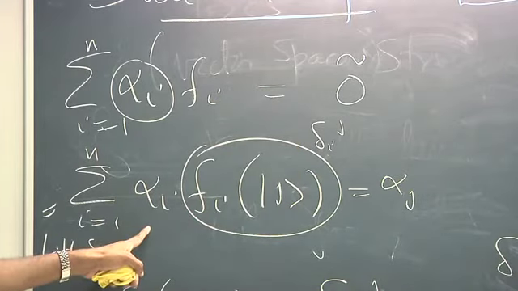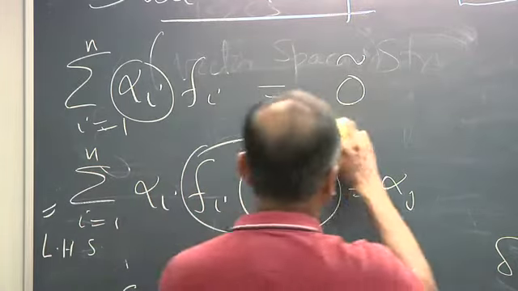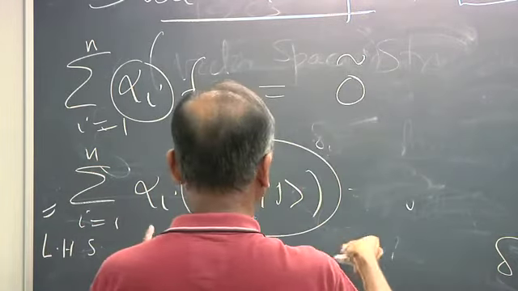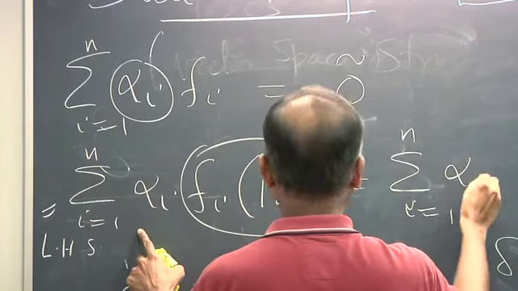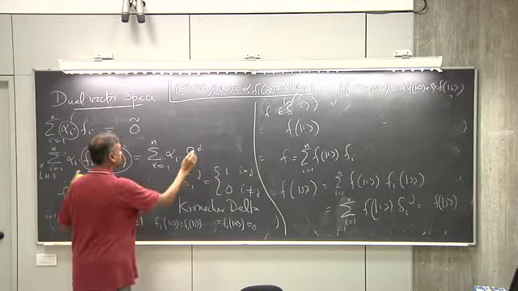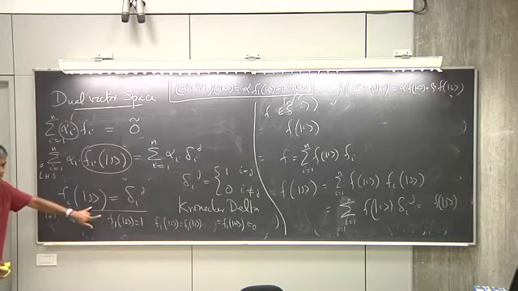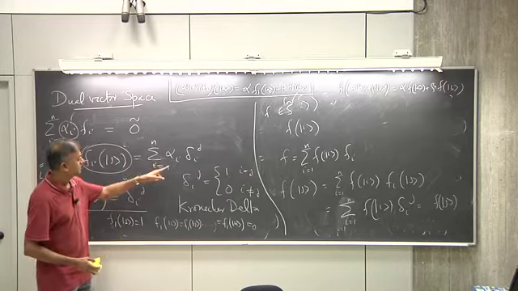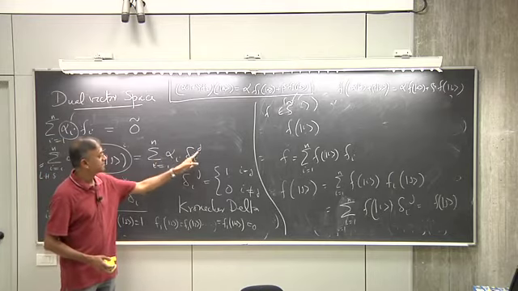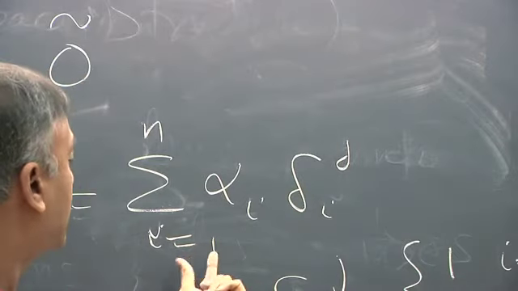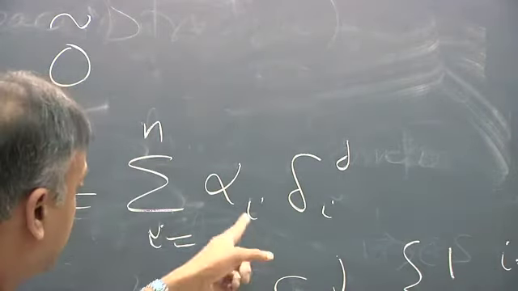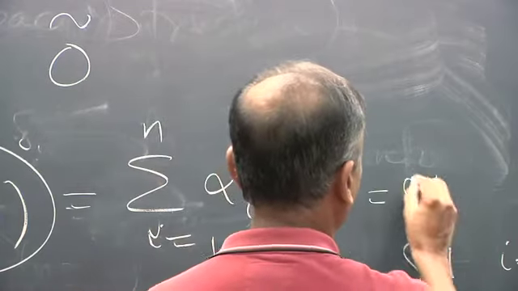Maybe I should do it in two steps. So this is the same as the sum from i equal to 1 to n of alpha i delta ij, right? Because that was the definition of this function f_i. And now I sum over i. This is 0 whenever i is not equal to j, right? So the only term which will contribute is when i is equal to j here, and then you get alpha j.